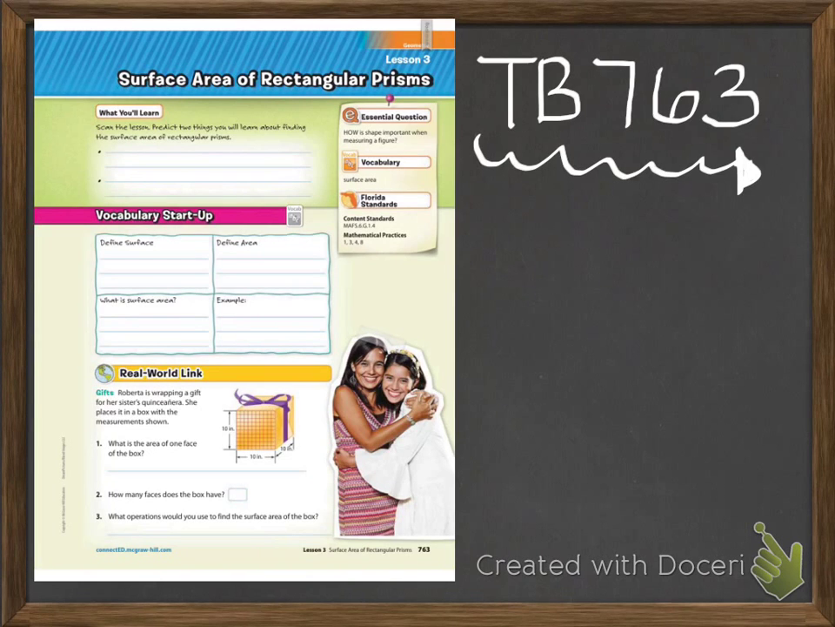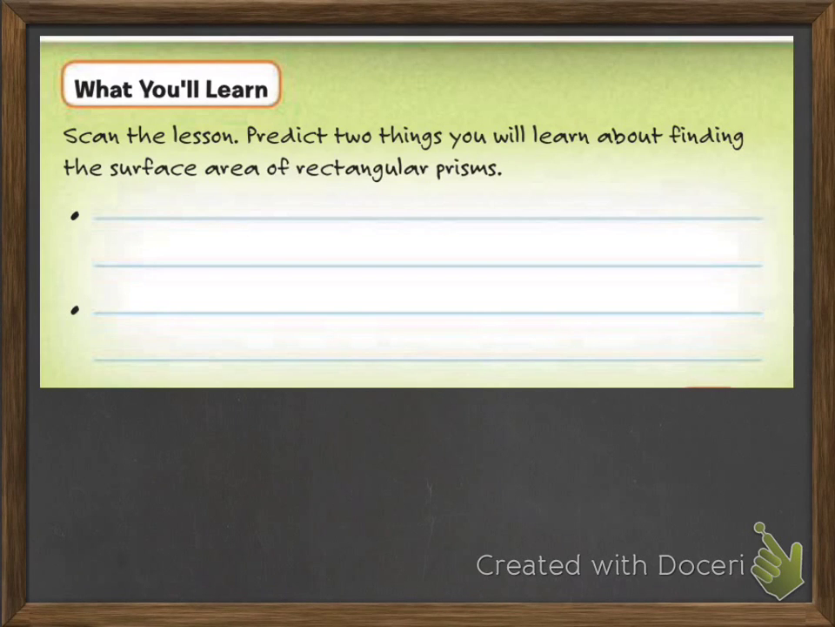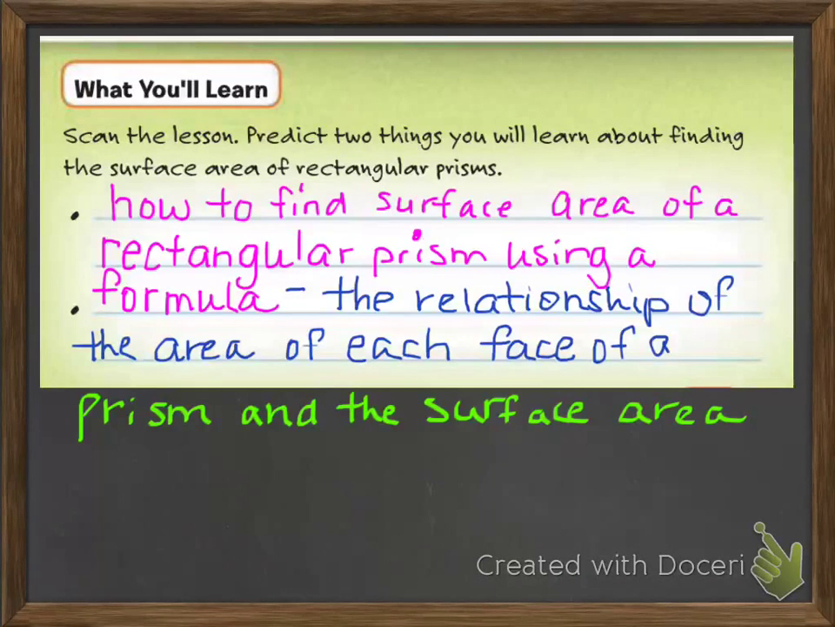Now you'll be looking at textbook page 763, where it says surface of rectangular prisms. And then it says scan the lesson, predict 2 things you will learn about finding the surface area of rectangular prisms. So the first thing you want to do is scan the lesson. You can pause the video if you'd like. Welcome back, and now you're going to see what we have here for a sample answer. So one of the things you're going to learn about is how to find surface area of a rectangular prism using a formula. And then the second thing, I went ahead and changed to blue pen. It says the relationship of the area of each face of a prism and the surface area. So those are the 2 things that you're going to be focused on in this section.